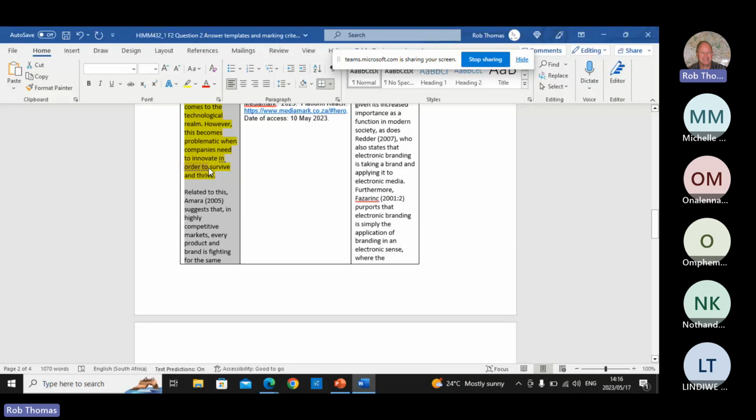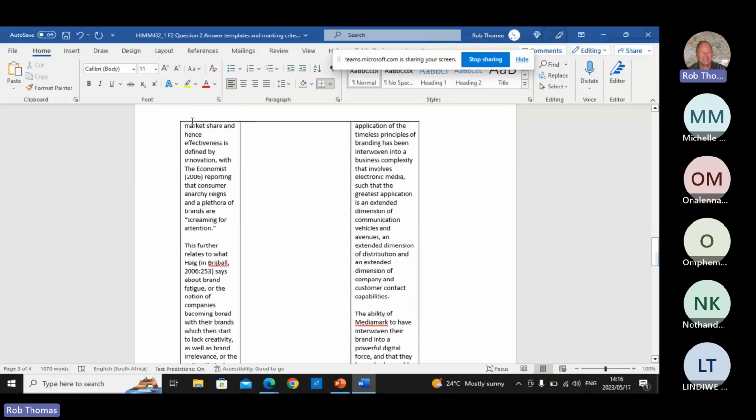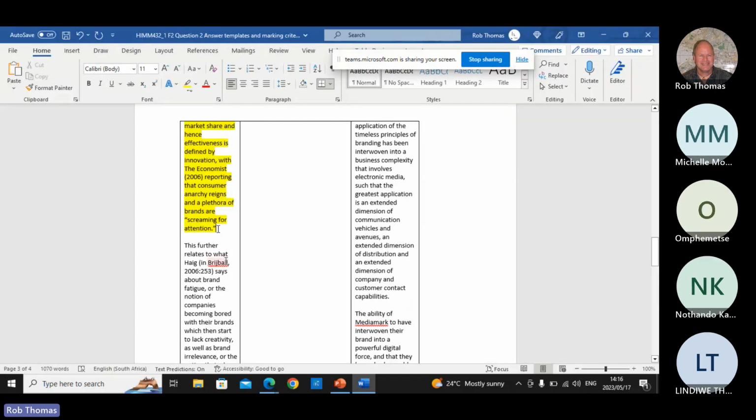Related to this, Amara suggests that in highly competitive markets, every product and brand is fighting for the same market share, and hence effectiveness is defined by innovation, with The Economist reporting that consumer anarchy reigns and a plethora of brands are screaming for attention.